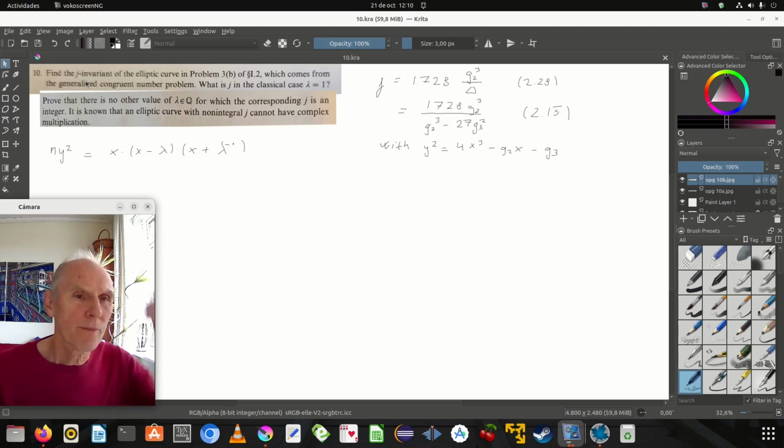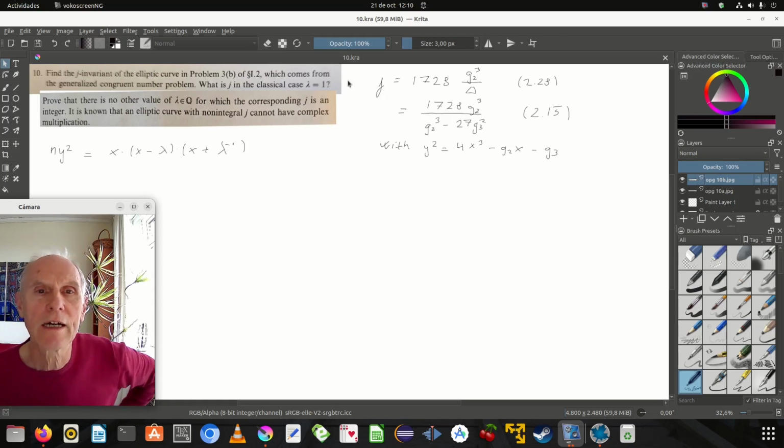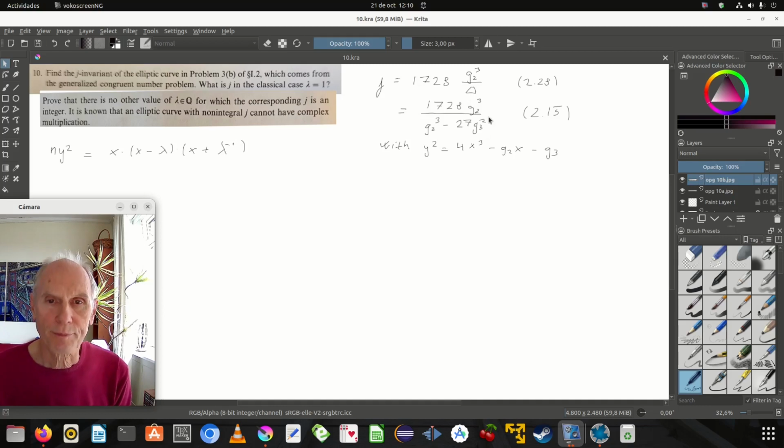This problem took me a little aback because I know the j-invariant is a modular function, not a number given by an elliptic curve, so I had to look a little into it. I took some formulas from the book and believed that this should be the j-invariant of an elliptic curve given by this.